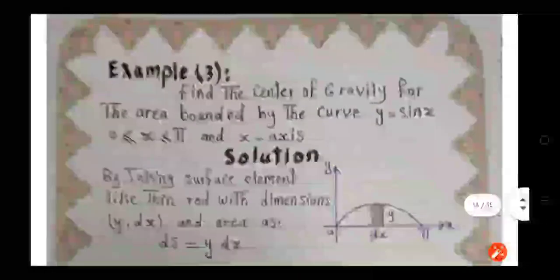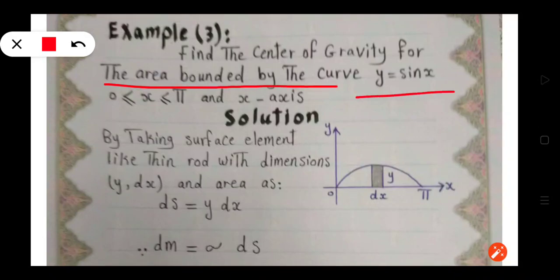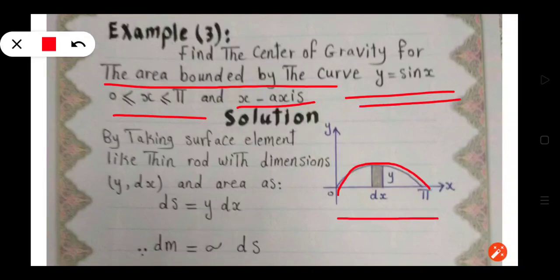Example 3. Find the center of gravity for the area bounded by the curve y equals sine x, where x is bounded from 0 to pi, and the x-axis. Now y equals sine x from 0 to pi. It's the curve of sine x from 0 to pi.